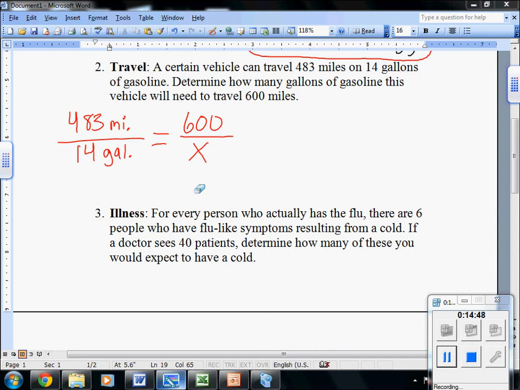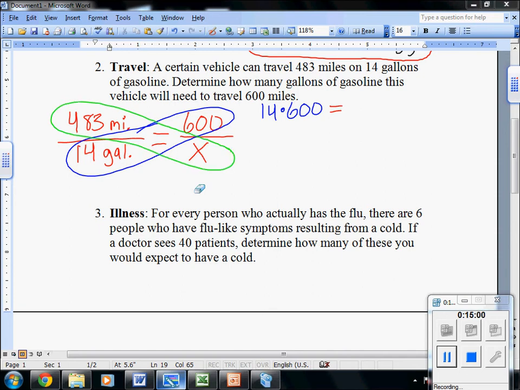So we have a proportion. We're going to solve it using the cross product property, same thing as we always use. So we're going to multiply this direction. So that's going to be 14 times 600. That's going to equal the other direction, so x times 483. So we're going to simplify, and we'll have a one-step equation.